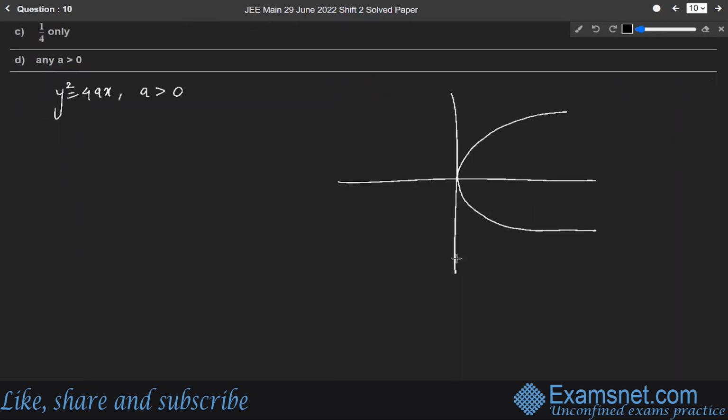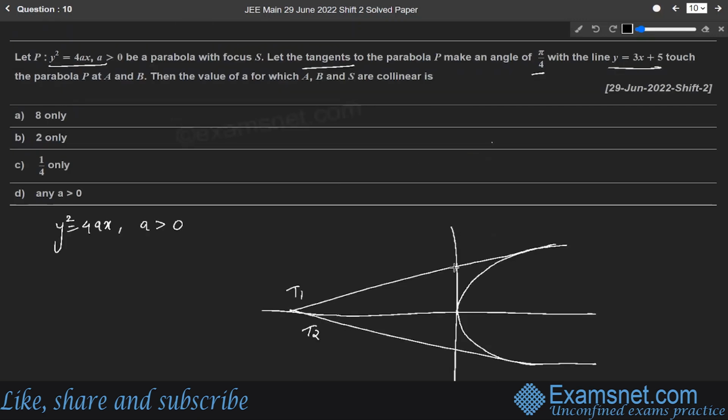So firstly, let us make the two different tangents for this parabola. So the first tangent will be in this form, right? And the second tangent will be in this form, right? So consider it as the two tangents. Let this tangent be T1 and let this tangent be T2. It is also given that both the tangents touch the parabola at points A and B. It means that this is point A and this is point B.